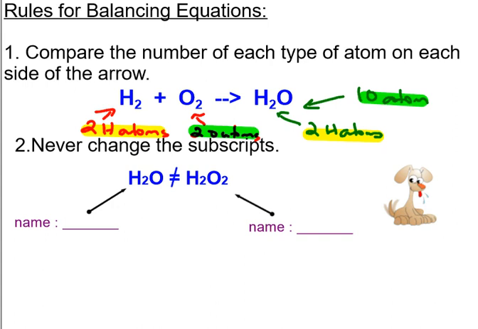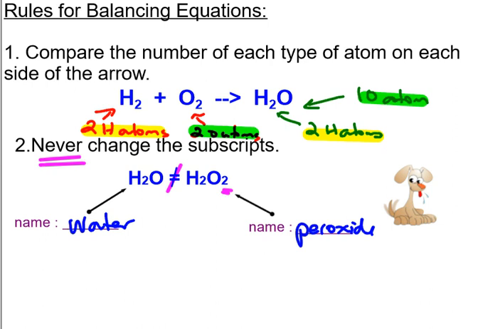We must remember we can never ever change the subscripts. I can't just add this little 2. That won't work. H2O is water. H2O2 is peroxide. You can drink water, that's quite fine, but if you try to drink peroxide, you'll find a very nasty little reaction happens.